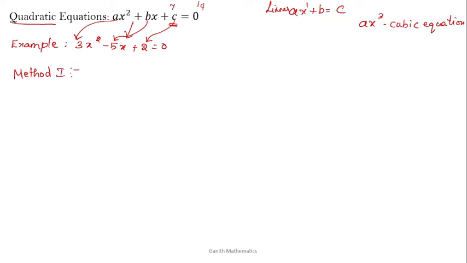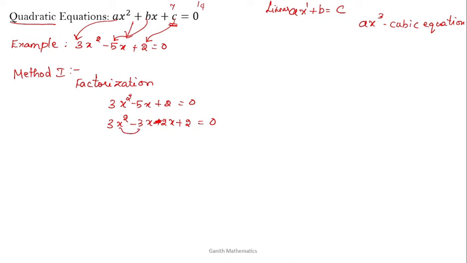So method 1 is factorization. I am going to factorize this equation. The given equation is 3x square minus 5x plus 2 equal to 0. So it is 3x square. I can write this as minus 3x minus 2x plus 2 equal to 0.